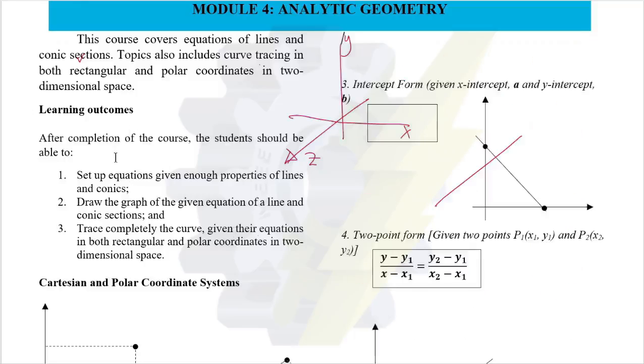So our learning outcomes, number 1 is set up equations given enough properties of lines and conic sections. So most of the time, we are going to write equations, draw the lines or the conic sections, something like that. So we have a lot of equations, but we will focus more on the basic concepts. Number 2, draw the graph of a given equation of a line and conic section. So ito yung sinabi ko kanina. Drawing kayo. Then number 3, trace completely the curve given the equations in both rectangular and polar coordinates.